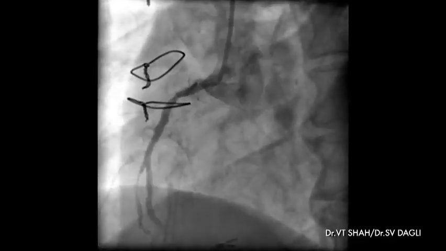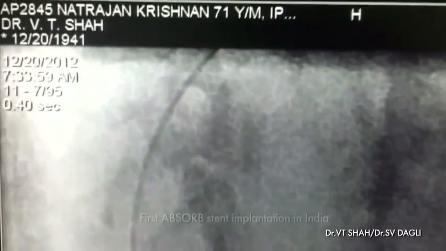So this is the right coronary artery showing you two lesions, one at the top and the other at the bottom. And this is the placement of the first Absorb stent commercially available in India at 7:33 a.m.